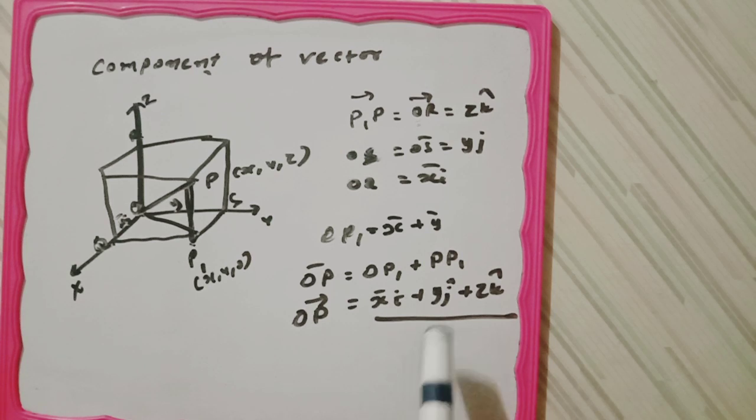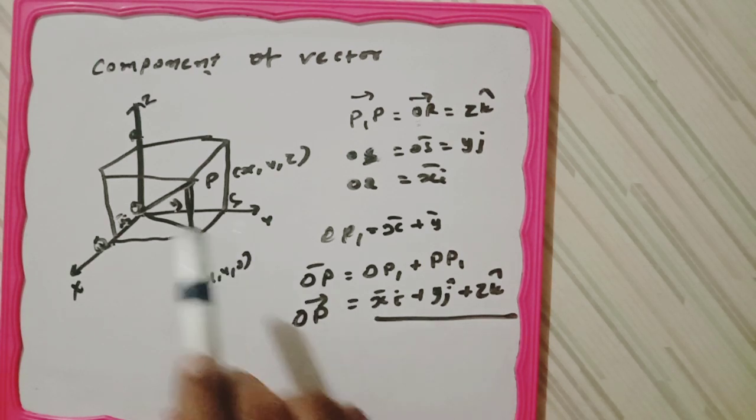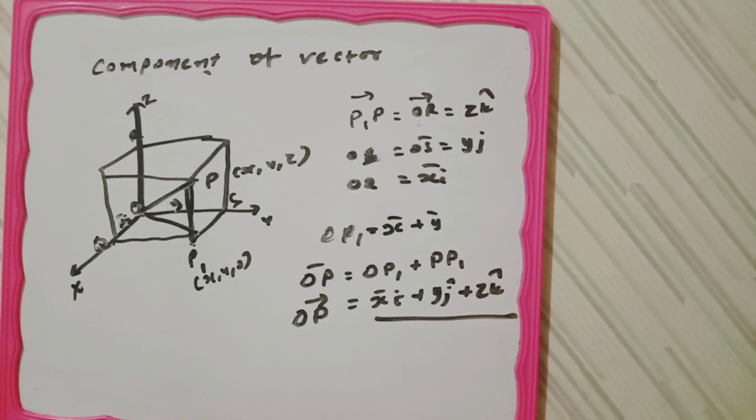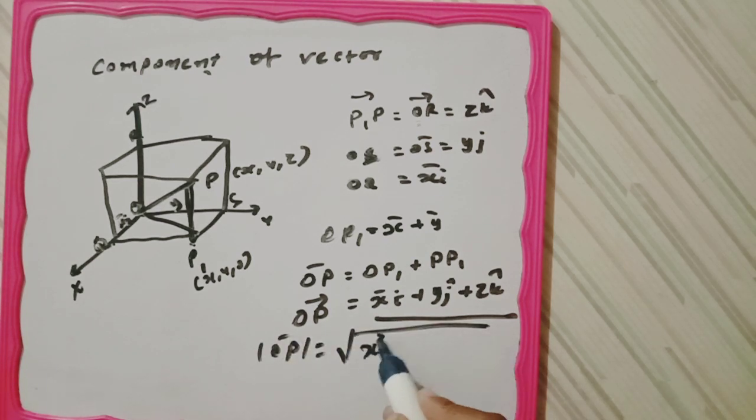This represents the vector form of any point P(x, y, z). It is also known as the component form, and xi caret, yj caret and zk caret are the vector components of P(x, y, z). Its magnitude, that of the OP vector, will be given by the square root of x square plus y square plus z square.